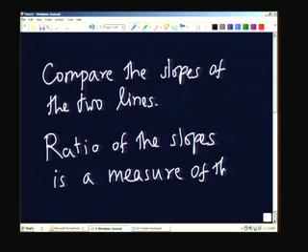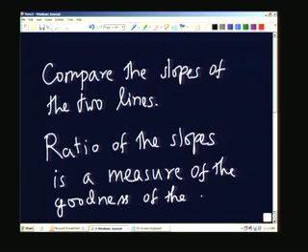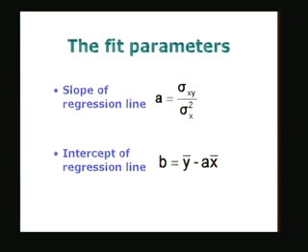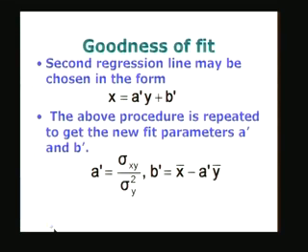So, with this background, what I will do is I will show you how the second line is obtained, and we can look at the two slopes and introduce a parameter which is going to describe whether the correlation is good or bad. So, the second regression line I have indicated here, just as I showed on the board, x equal to a prime y plus b prime, and now we remember what we did for obtaining a and b.